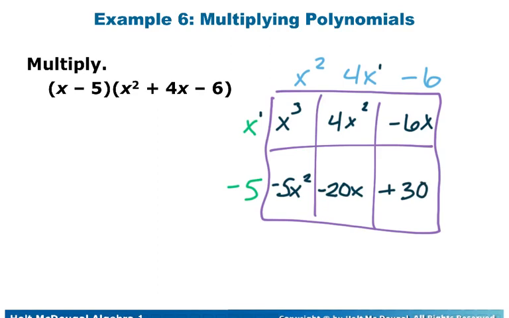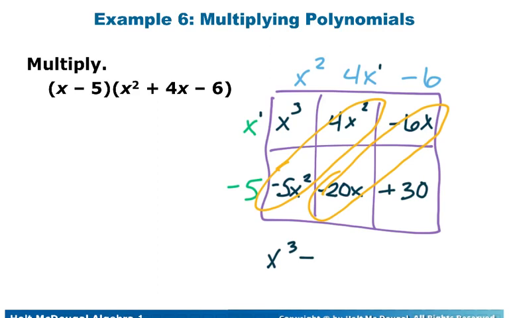Once again, your diagonals tend to combine together, and so we start with our answer of x cubed, but then we're going to have negative 1x squared from that first diagonal, negative 26x, and then 30.